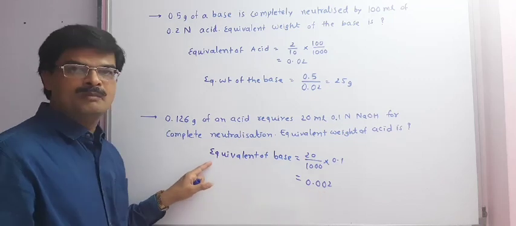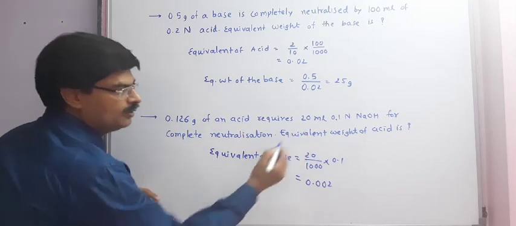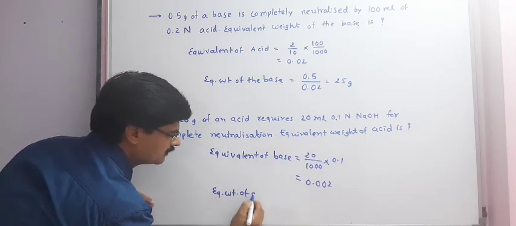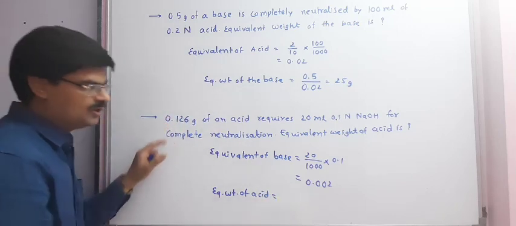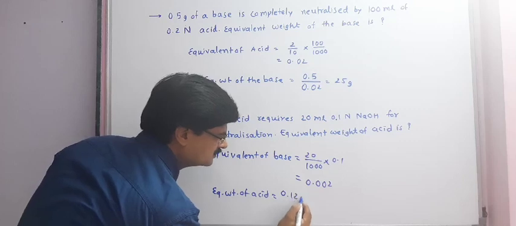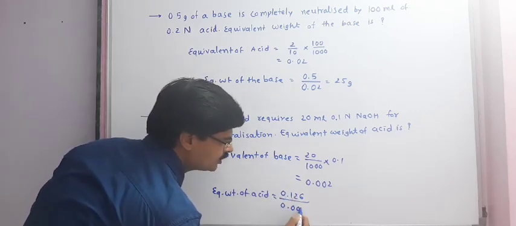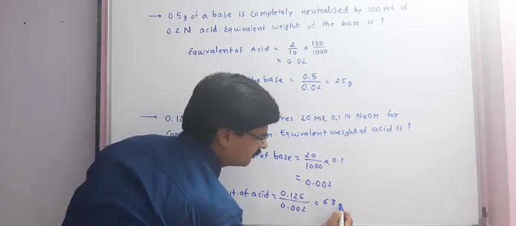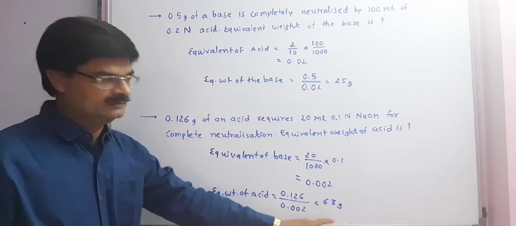Now, equivalent of base is equal to equivalent of acid. On comparison, we will get equivalent weight of acid. Because acid gram is 0.126 divided by 0.002. On cancellation, we will get 63 gram. So equivalent weight of acid is equal to 63 gram.